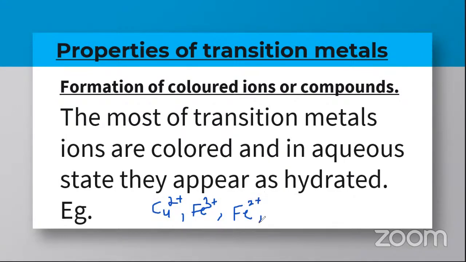I'm just looking for the common elements we had before. Then we also had zinc, whereby it gave us a colorless solution. That is whenever you add excess ammonia solution.